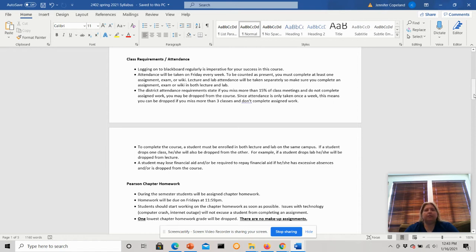But the thing is that in order to be counted present, you have to complete the assigned work. So that really doesn't make any sense. I need to change that in the syllabus.